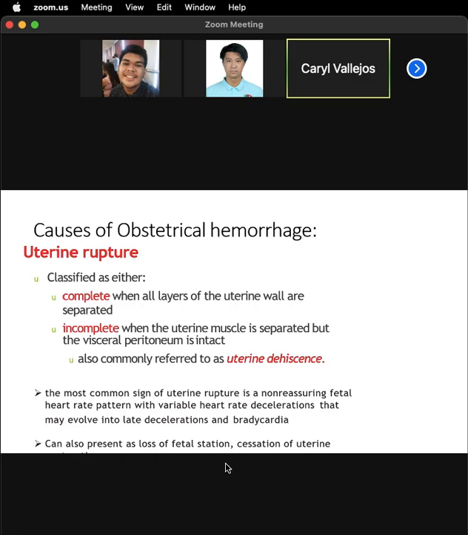So uterine rupture can either be classified as complete or incomplete. Complete when all the layers of the uterine walls are separated, that is from the serosa, myometrium, and endometrium. For the incomplete, the uterine muscle is separated but the visceral peritoneum is intact, also commonly referred to as uterine dehiscence. The most common sign of uterine rupture is a non-reassuring fetal heart rate pattern with variable heart rate deceleration that may evolve into late deceleration and bradycardia. Can also present as loss of fetal station and cessation of uterine contractions.